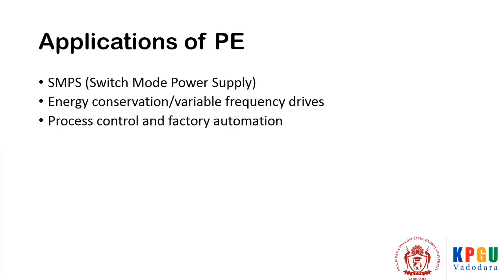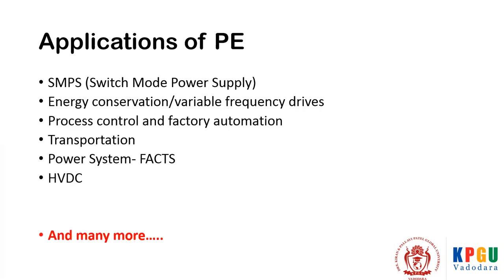Then process control and factory automation also have a lot of applications where power electronics is used. Transportation is a sector, electric vehicles, charging of electric vehicles, where a lot of power electronics is there inside it. Then in power system, in flexible AC transmission systems, FACTS devices, a lot of power electronic devices are used. HVDC and many more applications are there in electrical power system, in electrical machines, in electrical drives.